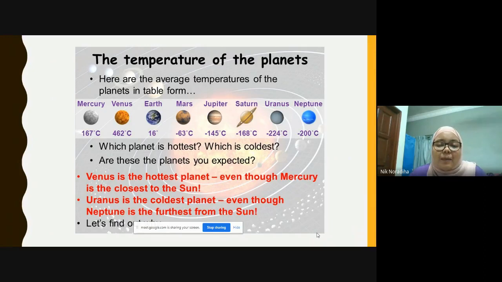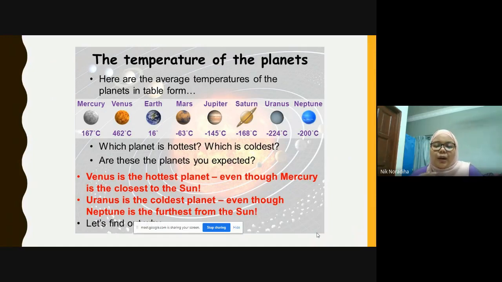Okay, some of you answered because the temperature of Uranus is negative 224 degrees Celsius compared to Neptune, which is negative 200. Yes, you got the facts right. You got the temperature right.